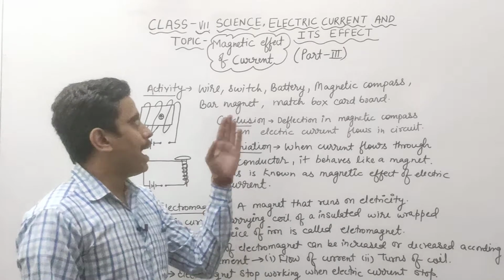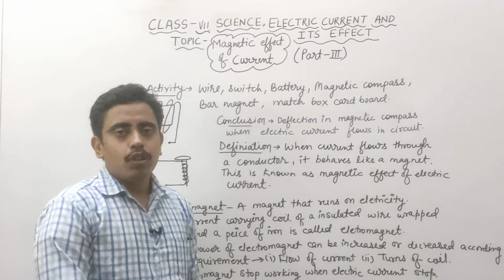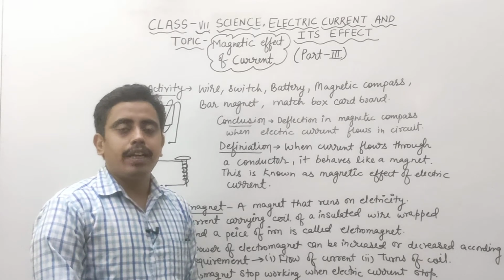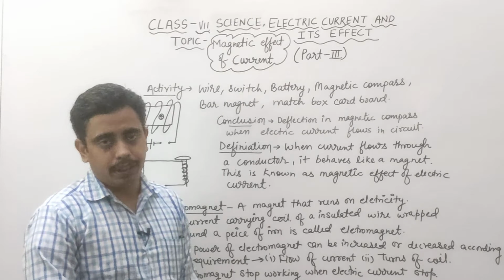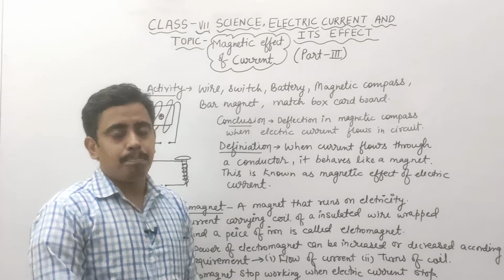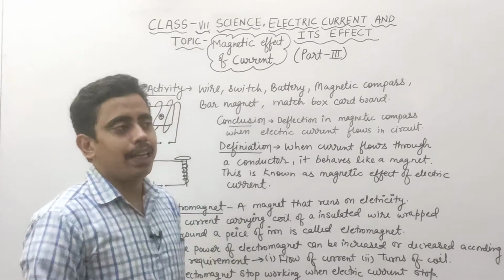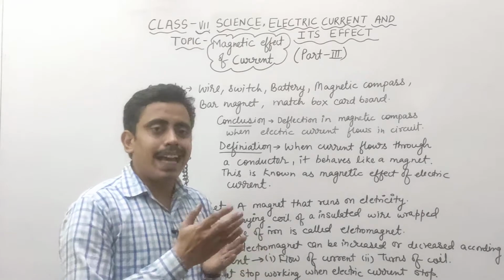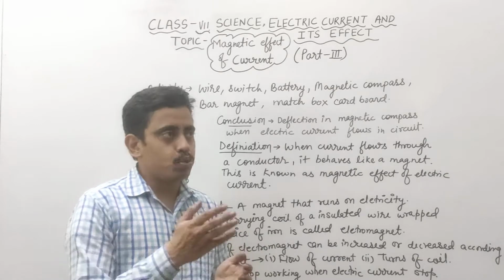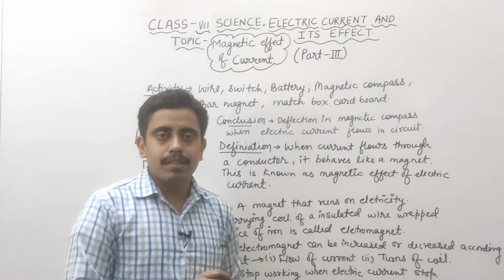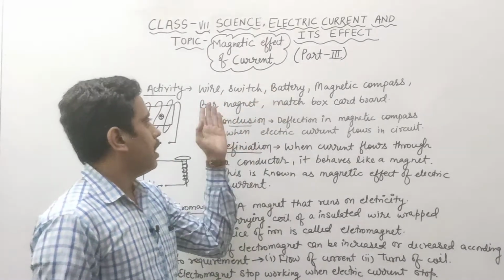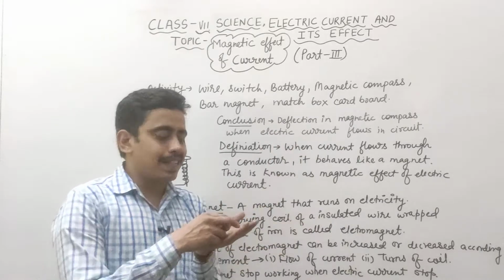In this part, we will discuss the magnetic effect of current. Before understanding it, first we will try to understand it with the help of an activity. For this activity, what do you need? You need a magnetic compass. A magnetic compass is basically used to see the directions. It generally points towards the north and south directions. So a magnetic compass is needed, a wire, a switch, a battery, a bar magnet and a matchbox cardboard.